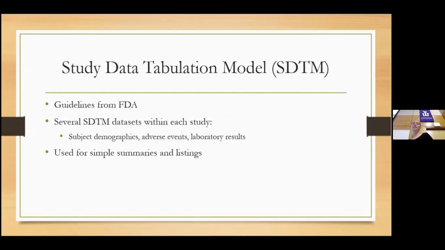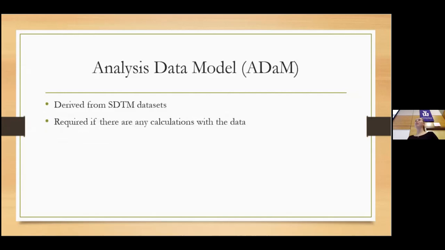So just going into the SDTM, there are format requirement guidelines from the FDA to ensure consistency across the different studies. And there are several SDTM data sets within each study: subject demographics, adverse events, and laboratory results, just to name a few of them. And this data set is used for simple summaries and listings. And then next you have the ADaM data sets. These are derived from the SDTM data sets, and they are required if there are any calculations with the data. So not every study needs to have the ADaM data set, but if there's any calculation, then you are required to have them.